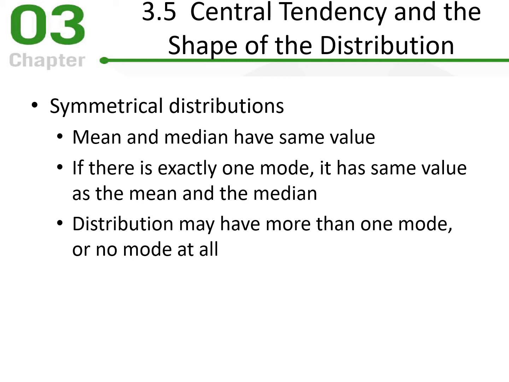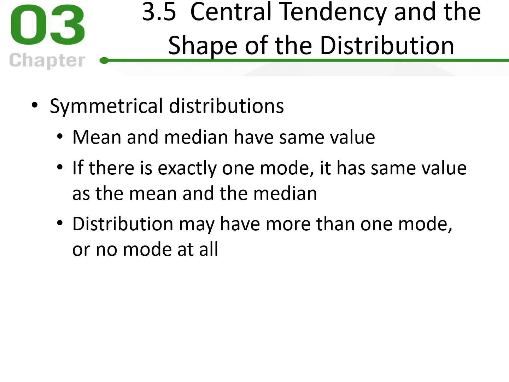For symmetrical distributions, the left half of the distribution is the mirror image of the right half. The mean and the median are the same, and there's only one mode. So actually, that's technically not true. I could have a symmetrical bimodal distribution. But you can have one mode. So if the distribution is symmetrical, the mean and the median are the same.